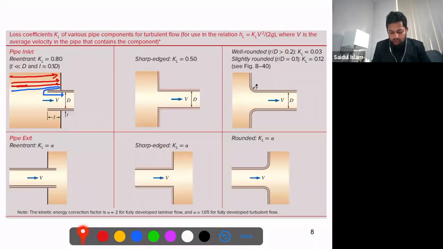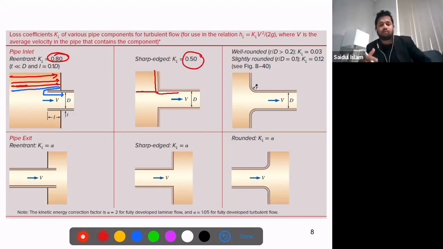That means fluid, in this section, cannot go that way. So that increases the overall loss coefficient. You see, it's 0.8. But in this case, it is just going this way. So you see, it's relatively lower than that case. And now we have discussed this rounded one.